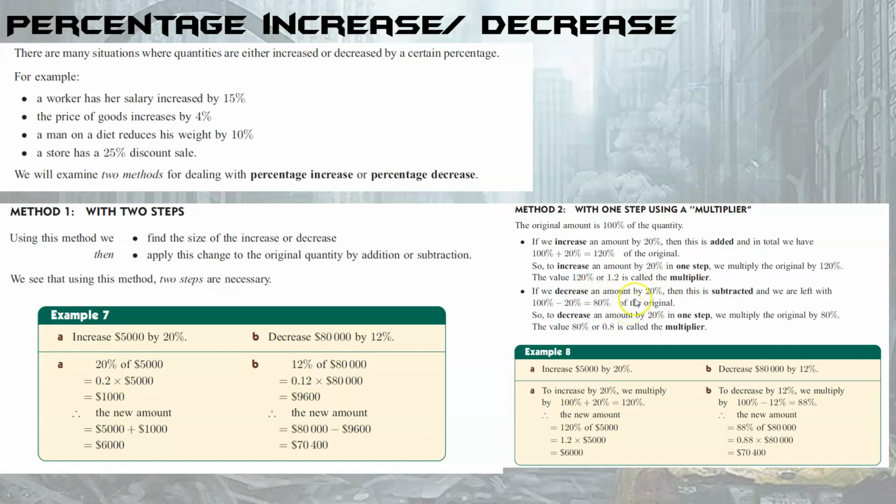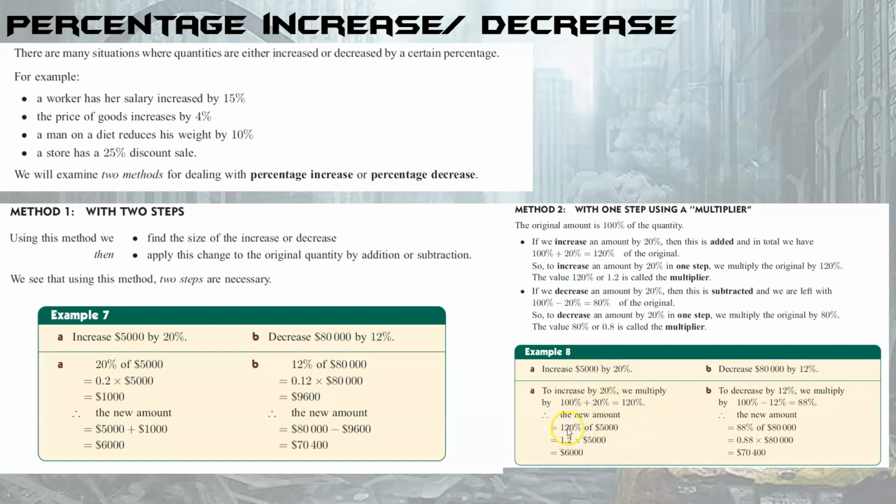So I could do this basically in one step, where I figure out what is the final percentage, which is my multiplier, and then I times that by the original value. So if we look at the same example from before, increase $5,000 by 20%, I had 100%, I increased by 20%, I now have 120% of $5,000.